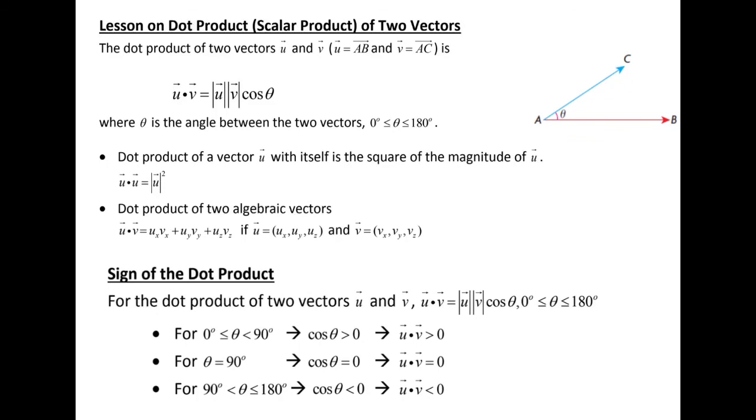Let's do a summary of the dot product. Given the formula of the dot product, we need to know theta is the angle between the two vectors U and V. And if the angle is an acute angle, the dot product will be positive. If the angle is an obtuse angle, we know the dot product will be negative. If the angle is 90 degrees, we know the dot product will be 0. And when we do the dot product of a vector with itself, it's always the magnitude squared.